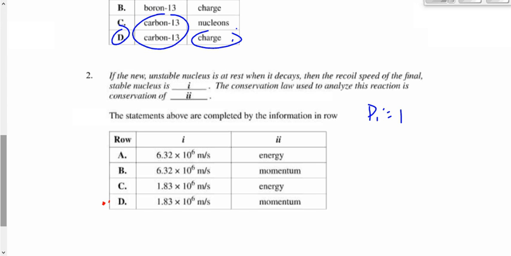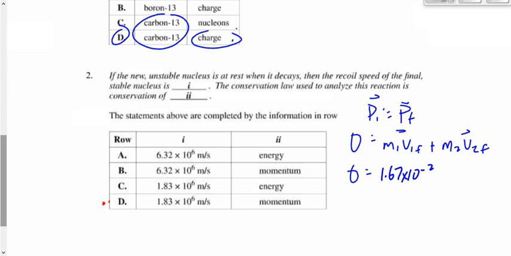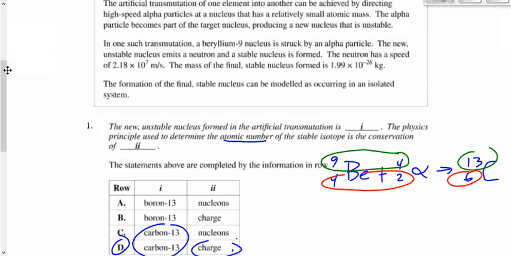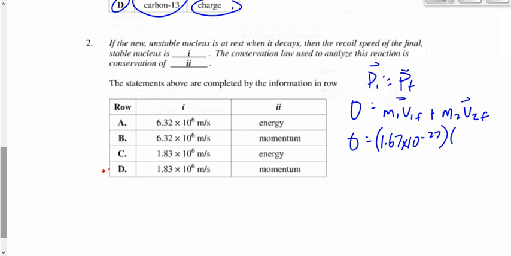So we're going to say Pi is equal to Pf for this one. The initial momentum would be 0 because it's at rest when it decays, equals m1 v1f plus m2 v2f. For m1, we know that a neutron is released here, so mass 1 is the mass of the neutron, 1.67 times 10 to the minus 27 kilograms, times the velocity of the neutron. They give me the velocity of the neutron here, 2.18 times 10 to the 7 meters per second.